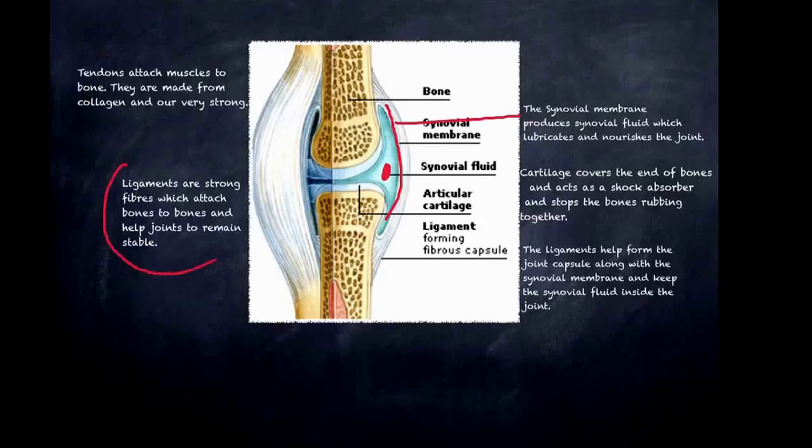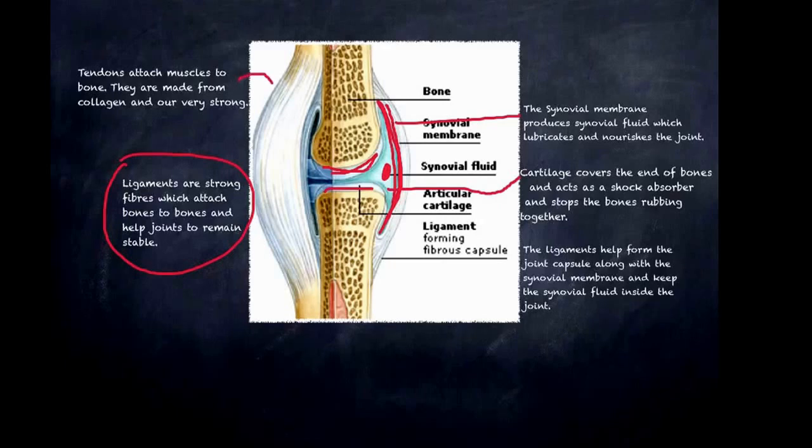Ligaments are strong fibres which help attach bone to bone, keep joints in place. They also form, as you can see here, the inside of the synovial membrane and help keep the synovial fluid inside the joint. Cartilage is found here and here at the ends of bone and acts as a shock absorber and stops the two ends of bones rubbing together.